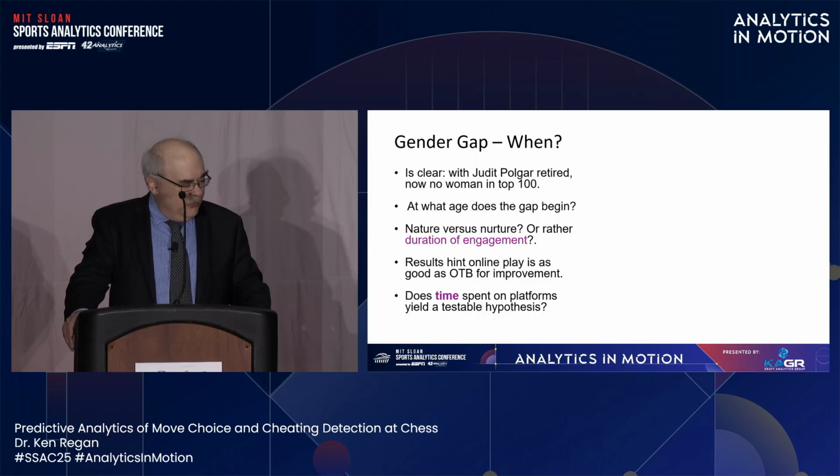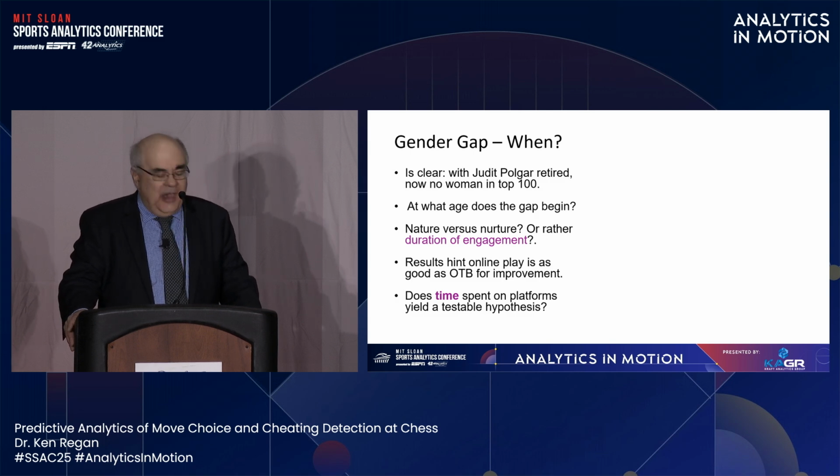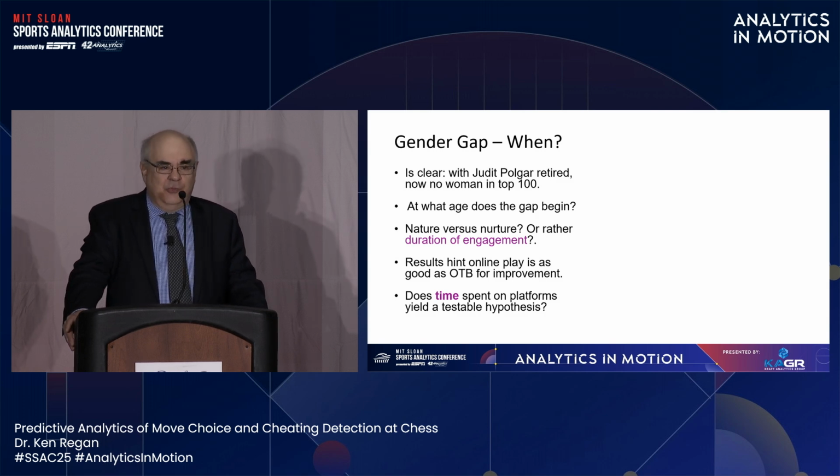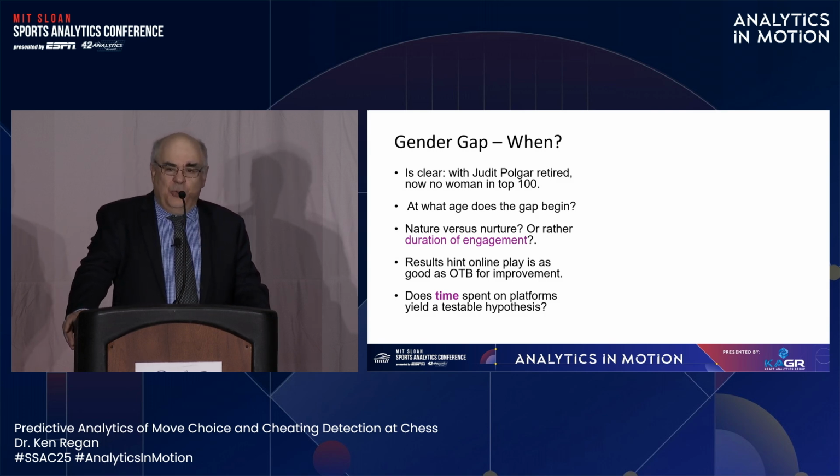Yes, well, there are no women in the top 100 anymore since Judit Polgar retired, and Hou Yifan basically also is not playing as much. And that's a big thing of study. So, what age does the gap begin? My data is consistent with the boring answer. It's 13, 14. But the question is, is this a nature versus nurture thing?